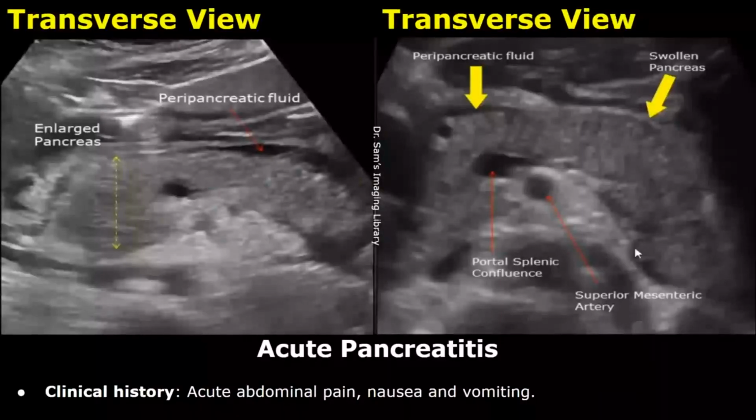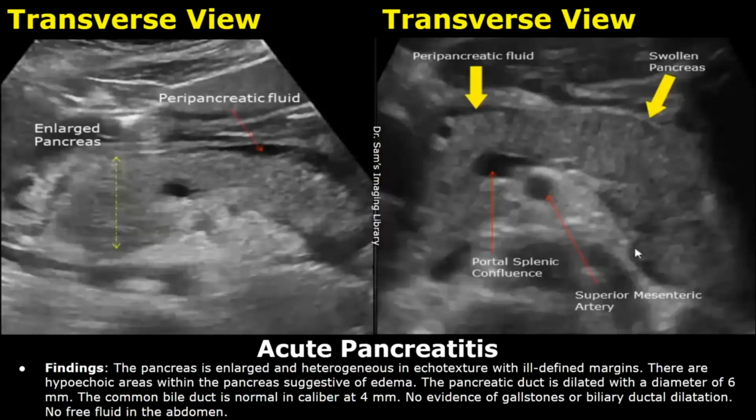And this video is about pancreas ultrasound reporting. We will only talk about pancreatic pathologies. This is not a complete abdominal ultrasound report. The first case is acute pancreatitis. The clinical history in this example is acute abdominal pain, nausea, and vomiting.